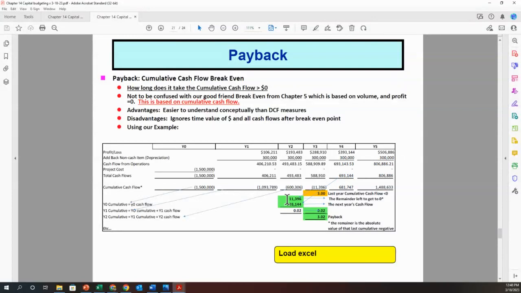So let's redo that. The last year of negative was -11,396 of cumulative. So we have the 11. Next year's cash flow was 693. The 681 is the cumulative. So the next year's cash flow is 693. I bring that down. I divide the 11,396K by the 693,144. I get 0.02. I add it to the 3. It pays back in 3.02 years.